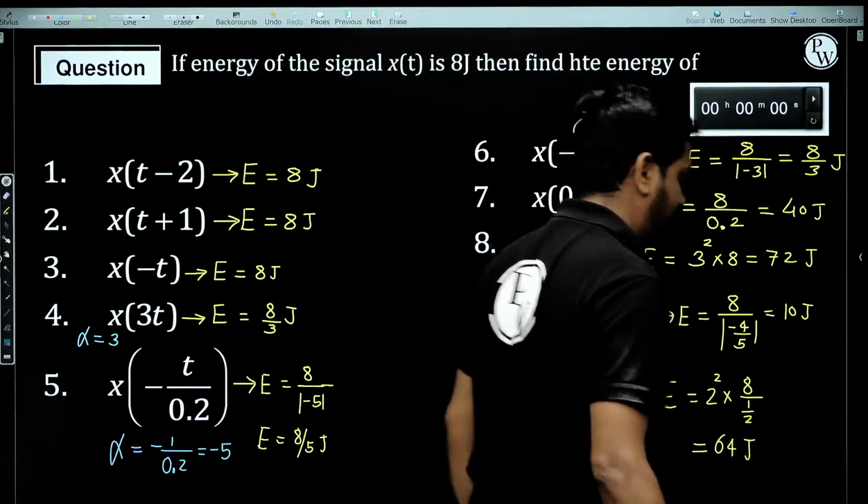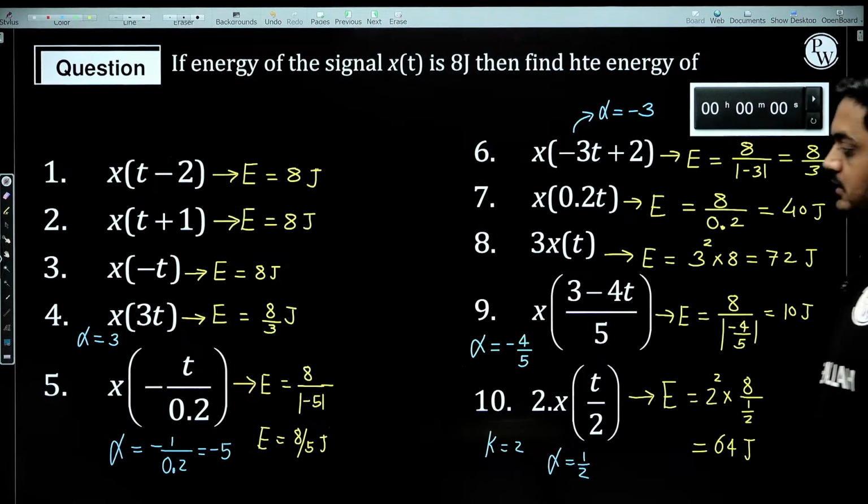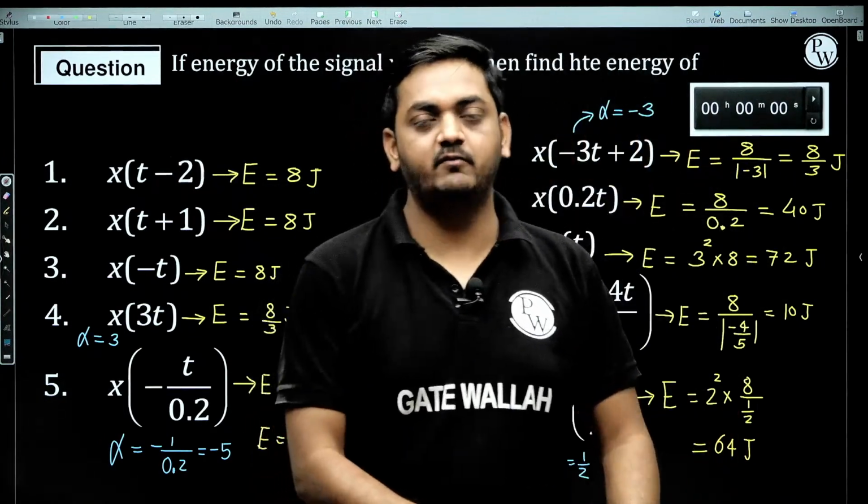Is this clear to each and everyone? Is this clear, guys? In this way, by using the properties, we can solve all the questions.